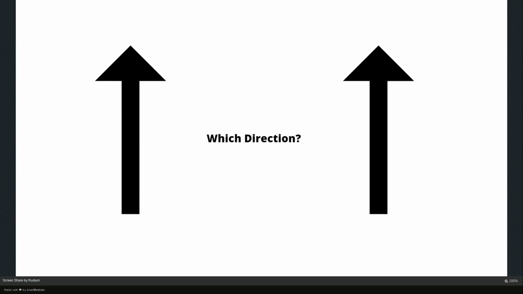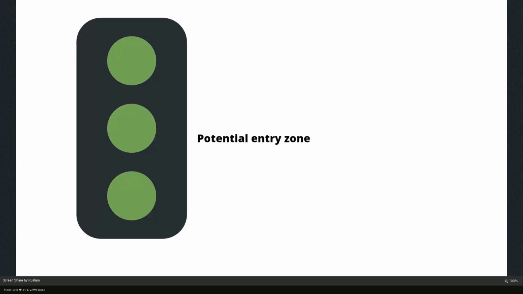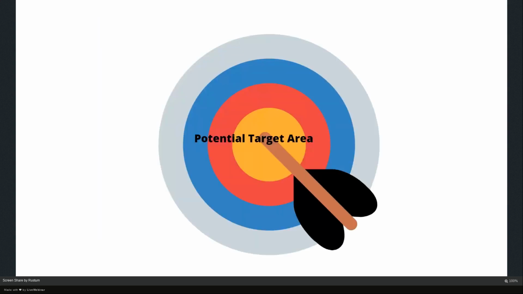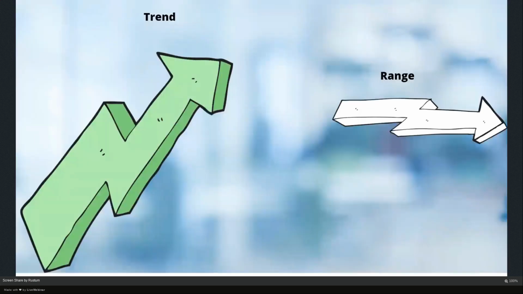So it shows us the direction. It shows us potential entries and potential targets as well. And that's all just on the weekly chart by giving it a 2-second glance. It shows us our market states, whether it be a trending or a ranging market.